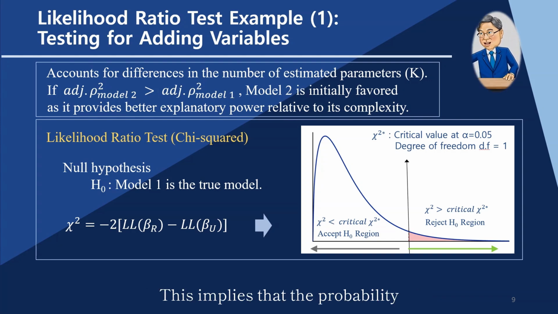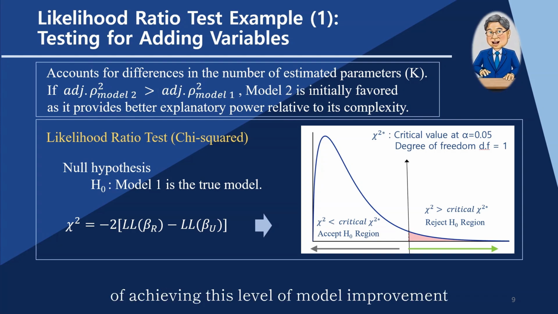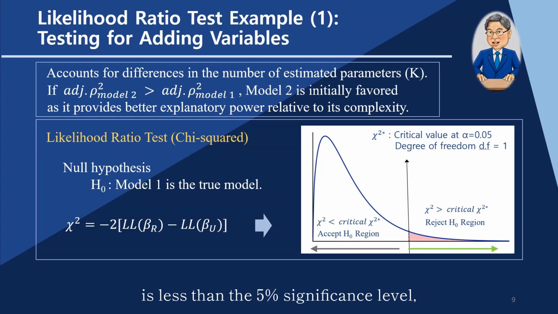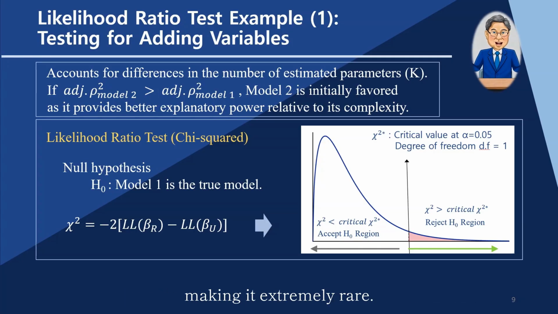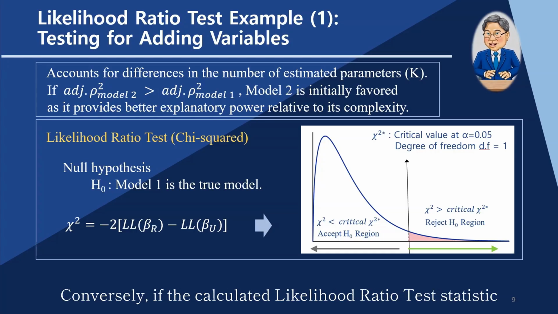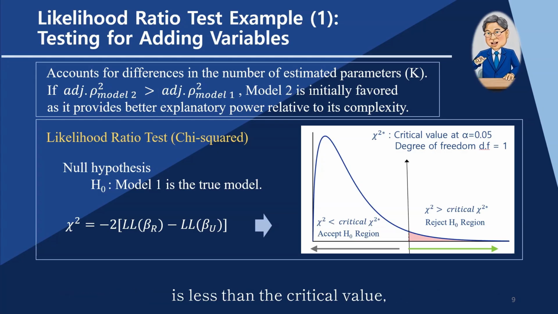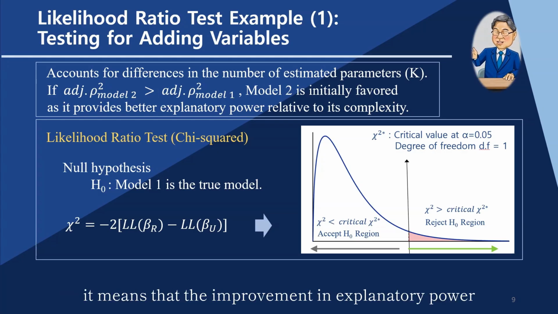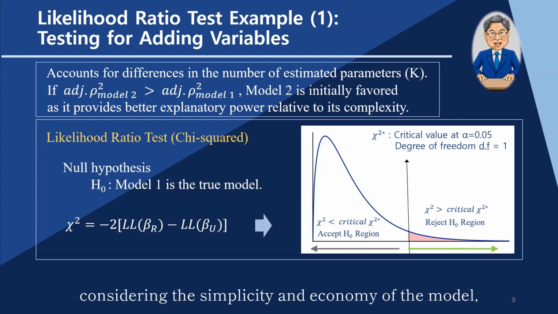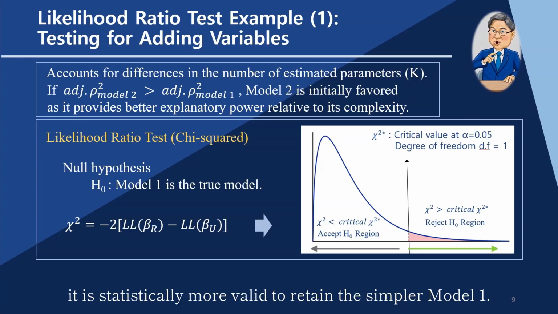This implies that the probability of achieving this level of model improvement purely by chance, even though the restricted model was the true model, is less than the 5% significance level, making it extremely rare. Since such an exceptional event is highly unlikely to be observed under normal circumstances, we conclude that Model 2 is statistically superior. Conversely, if the calculated likelihood ratio test statistic is less than the critical value, it means that the improvement in explanatory power is minor despite adding the variable. In this case, considering the simplicity and economy of the model, it is statistically more valid to retain the simpler Model 1.